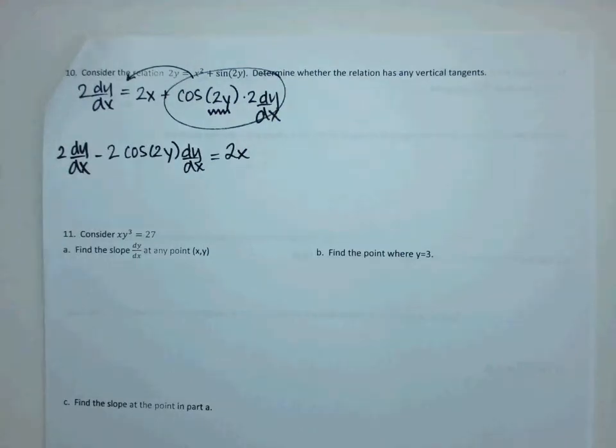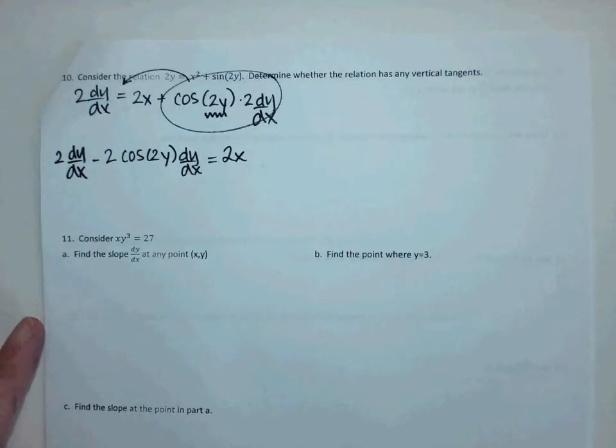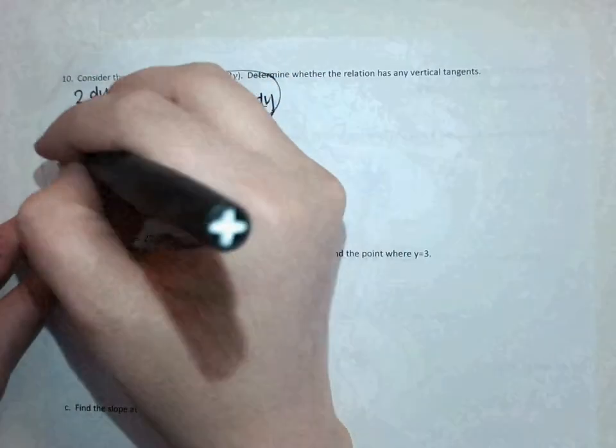Now, someone from the other class is like, why can't I just times it and make it a 4y? No. 2y's in the trig. You can't do that. Okay? Just like if it was in an ln or something, you can't distribute into those. Not a thing. Okay, from there, they both have a dy dx.